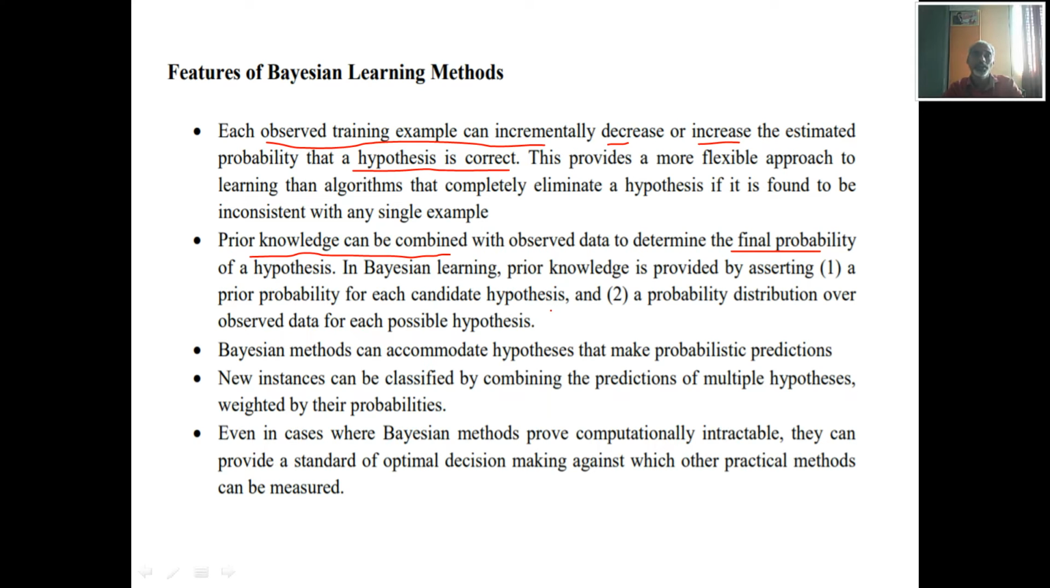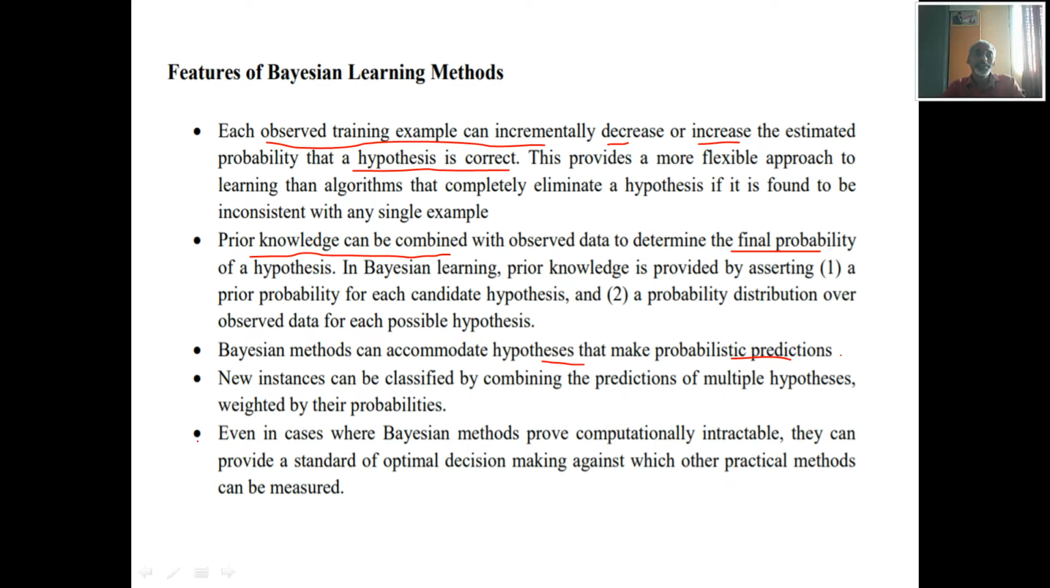probability or prior knowledge. The third important feature is that Bayesian methods can accommodate hypotheses that make probabilistic prediction. So whenever you can apply the concept of probability and you can predict something, there the Bayesian method is very helpful. It can accommodate all such types of hypotheses where you can have some predictions, where you can apply the concept of probability.